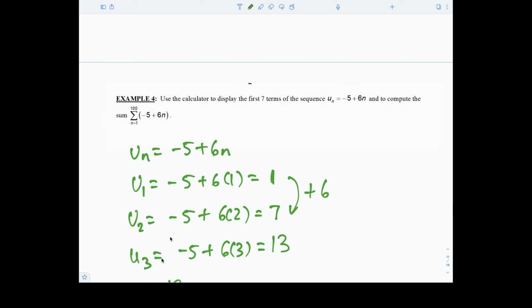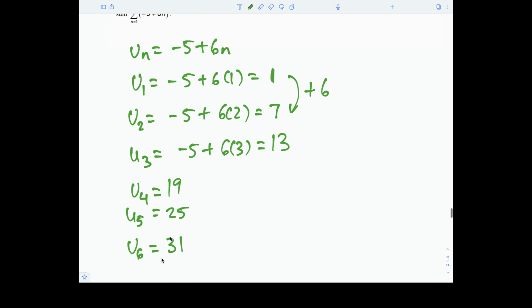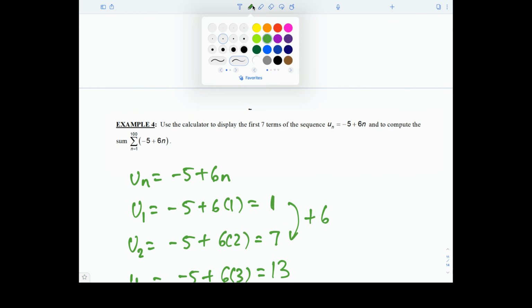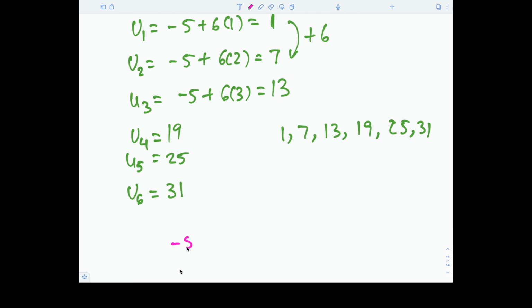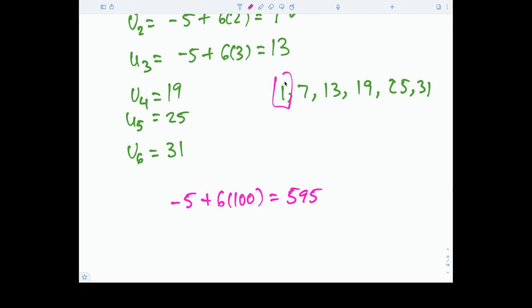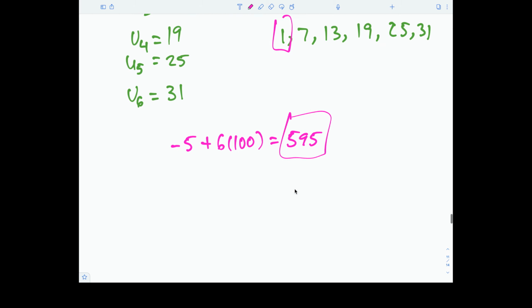And then the next question is, well, what's the sum from 1 to 100? Okay, so I should write 1, 7, 13, 19, 25, and 31. If I want to figure out the sum from 1 to 100, I better figure out what the 100th term is. So now let's do it. -5 plus 6 times 100, which would be 600 minus 5, which is 595. The first term is 1. The last term is 595.